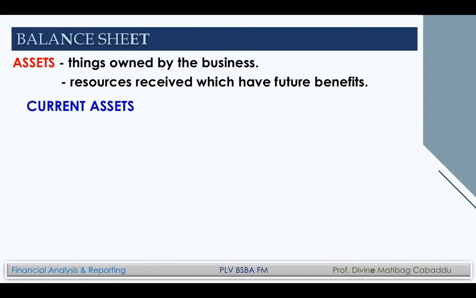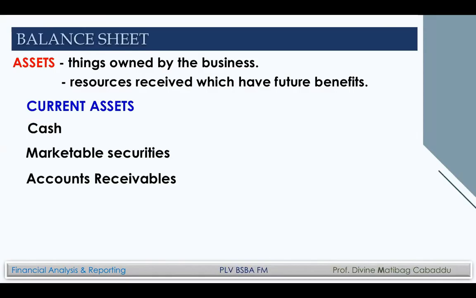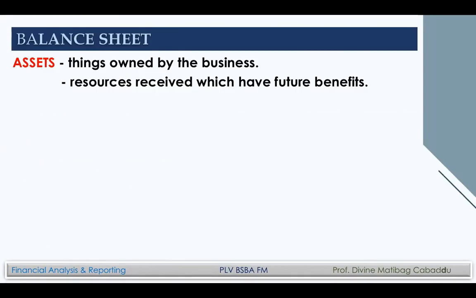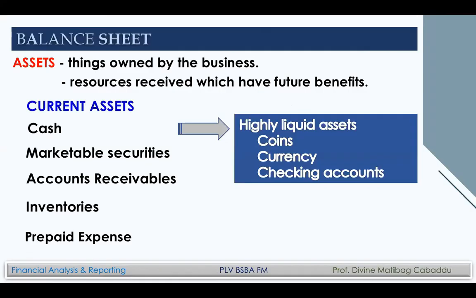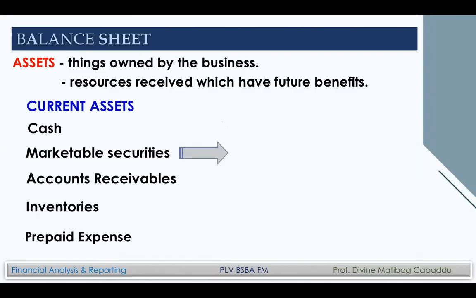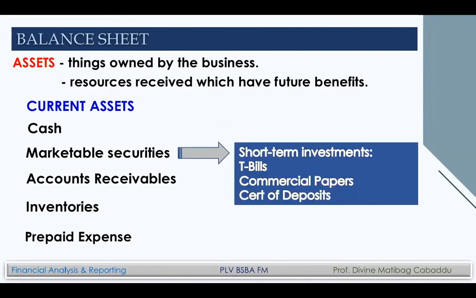Okay, may use siya. Assets are categorized into two. We have current assets and non-current assets, or also known as property, plant, and equipment. And we also have other assets. Current assets would include cash, yan, marketable securities, accounts receivables, inventories, and prepayments. So cash, that includes your coins, currencies, checking accounts. Okay? Marketable securities naman, these are short-term investments. It includes treasury bills. Okay?